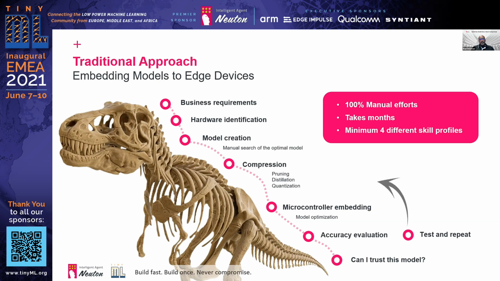And then from there, you embed the model. Everything, hopefully at that point, is great. If not, you have to start over. But then you finally get to the point where you say, okay, I'm ready for production. But then you have to ask yourself, can you actually trust that model? Will it actually perform up to your business requirements?